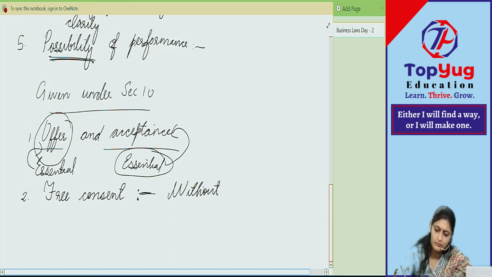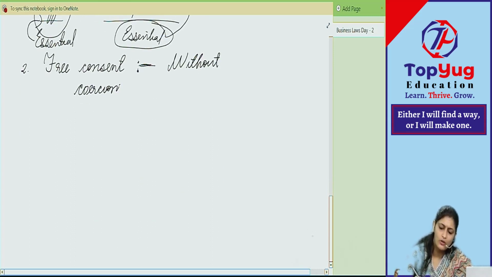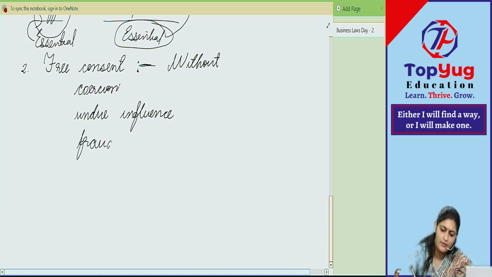without applying coercion, without applying undue influence, without applying any fraud, misrepresentation, and mistake.